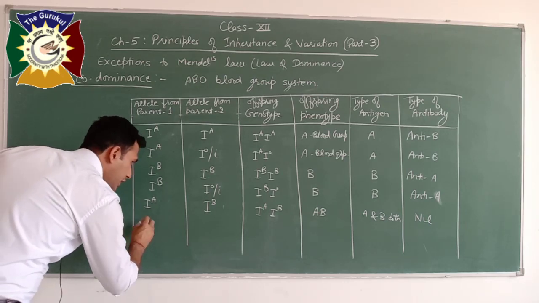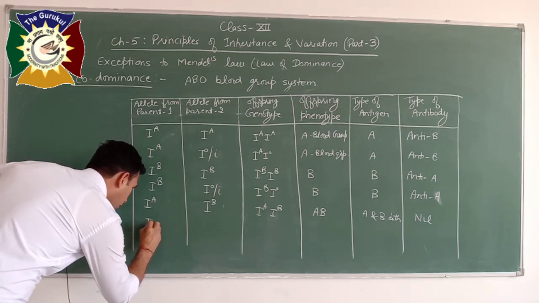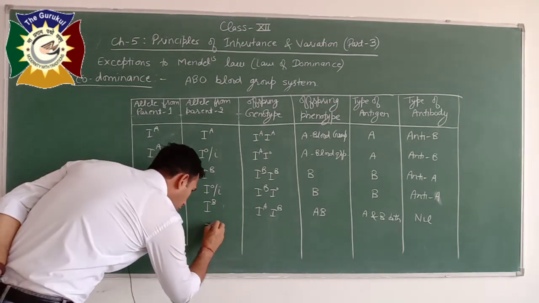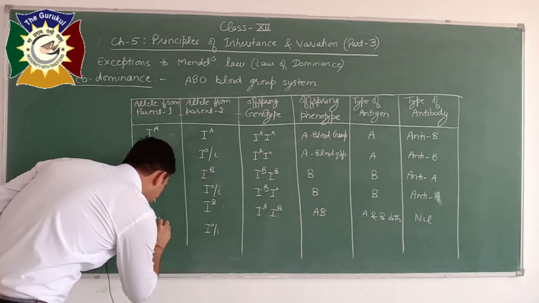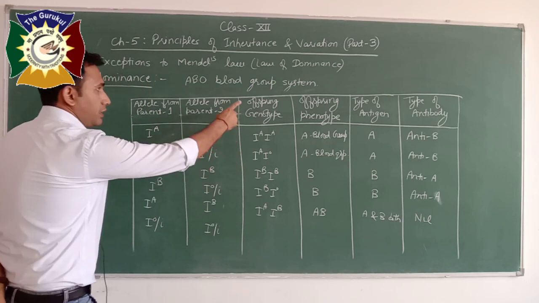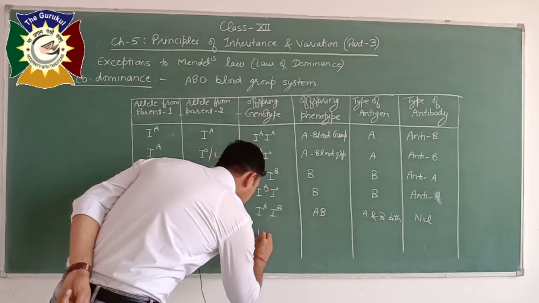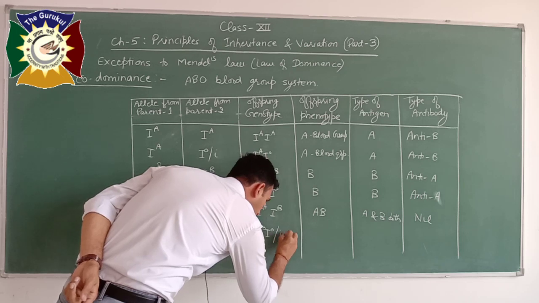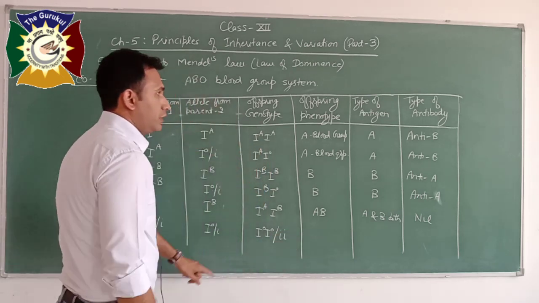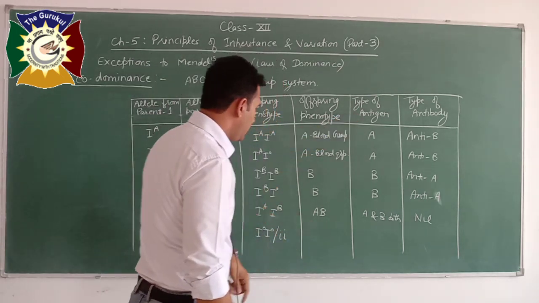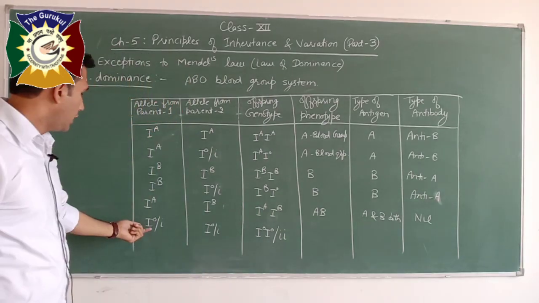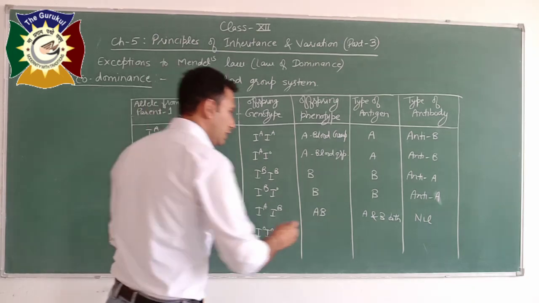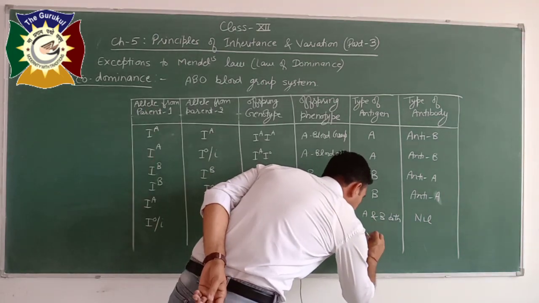The last combination is when one parent gives I naught and another parent also gives I naught, then the offspring genotype will be I naught I naught, or we can write it as small i. So in this type the antigen will be none, because I naught will not form any antigen on the surface of RBC. So nil.